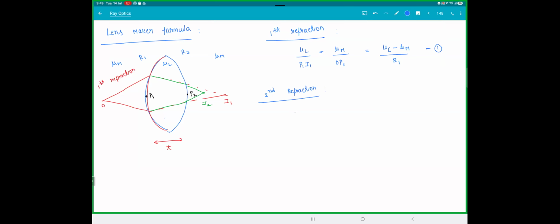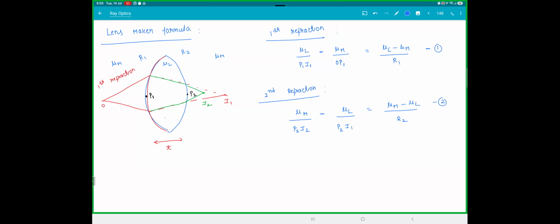Now, when you apply for the second refraction, this would be mu medium. Light rays are going into the second medium, mu m, and the image will form at P2 I2, minus mu incident, that is your mu lens, the distance measured from P2 I1, is equal to mu medium minus mu L by R2. There. So this is how it would look. The distances are measured from the pole, right? And the distance P1 P2 is t.